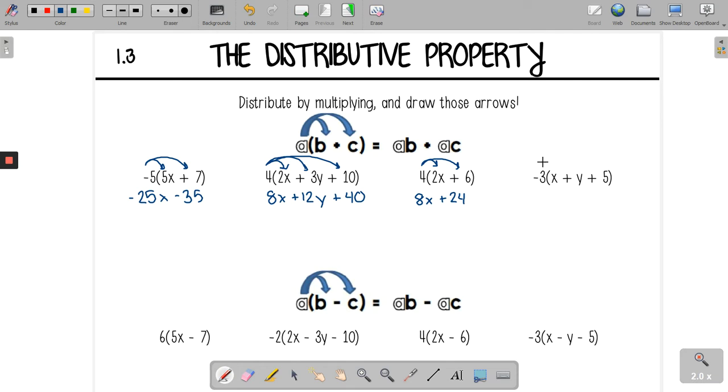The last problem here, we're going to take -3, multiply everything on the inside. So -3 times x is -3x. -3 times positive y gives us -3y. And -3 times positive 5 gives us a -15.